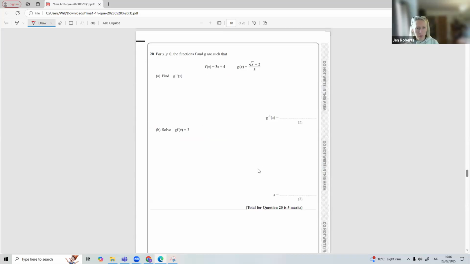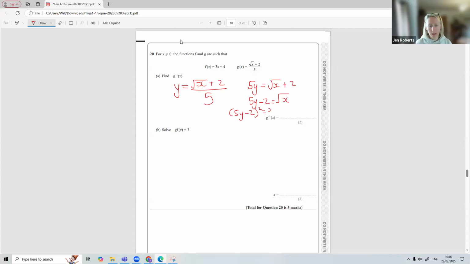Functions. So we want the inverse function for g. To find the inverse function, you just follow some steps. You need to put this equal to y. Now I need to make x the subject. I'm going to times both sides by 5 first. Then I'm going to take 2 off both sides. I'm going to square both sides. Then we need to write it in function notation, where I'm going to replace the y with an x. That's my inverse function. That's your answer for that one.